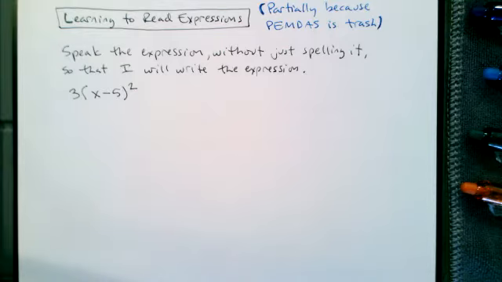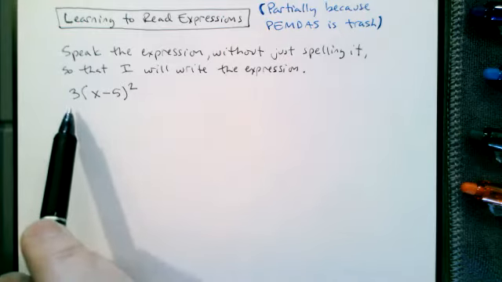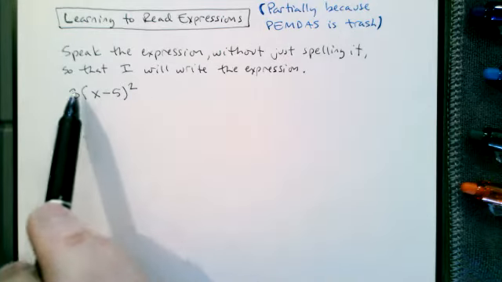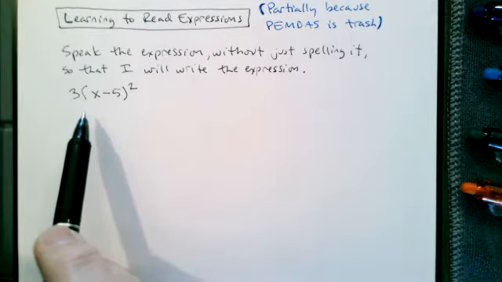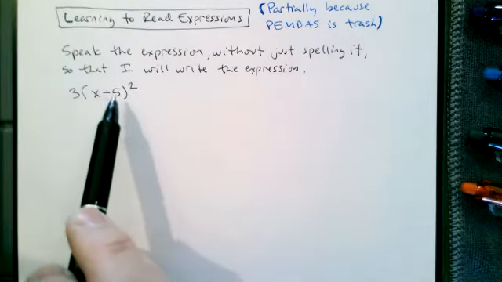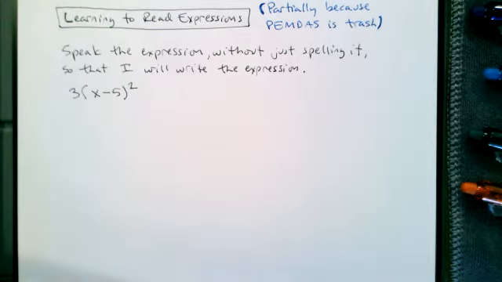So let's take a look at this expression. Before we went on that little pause, I asked you to speak this expression without just spelling it. So you can't just say 3 parentheses x minus 5 parentheses squared. That's just spelling it, and that's not how we communicate. We don't spell things at each other, except in very strange circumstances where we encounter a new word.